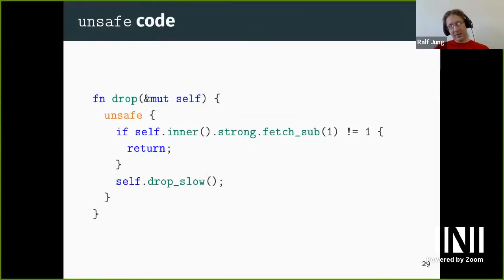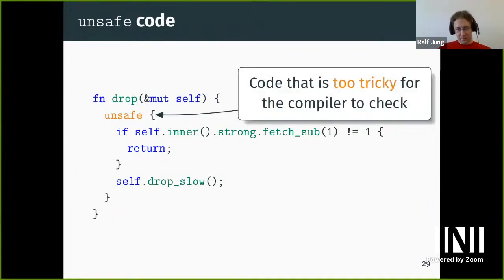So basically, when you're writing code which you think is correct for reasons that are too tricky for the compiler to check, you can use unsafe blocks. And then inside those syntactically marked blocks, there are some extra operations that you have access to, which the compiler would usually not let you do, because the compiler can no longer check itself that you're actually doing everything correctly.